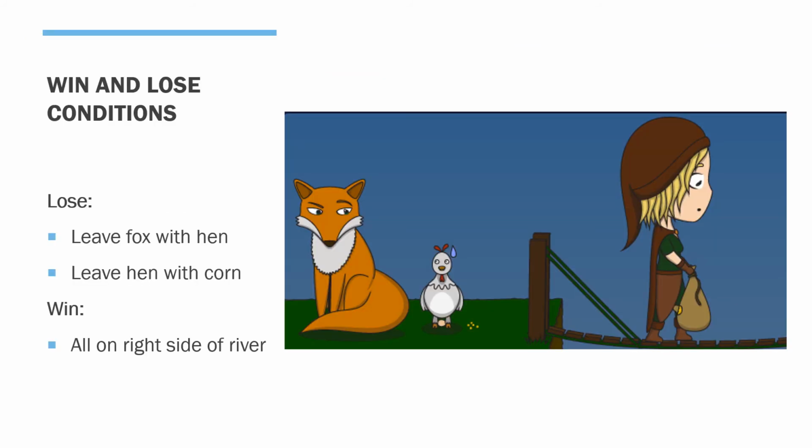Just to remind you how to win or lose the game, we lose if we leave the fox with the hen. That means the fox and the hen are on the same side of the river and I am on the other side of the river. I'm not there to guard the hen. Look at that poor hen worrying about being eaten by the fox. Or, slightly less dramatically, if I leave the hen with the corn and I go to the other side of the river, the hen will eat the corn. So that's how I know that I've lost the game.